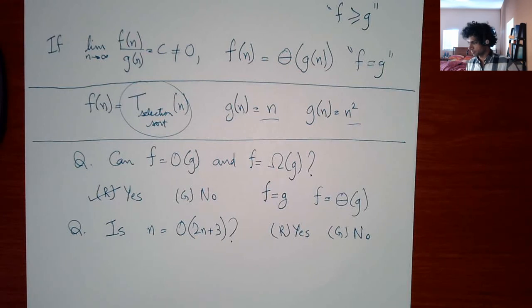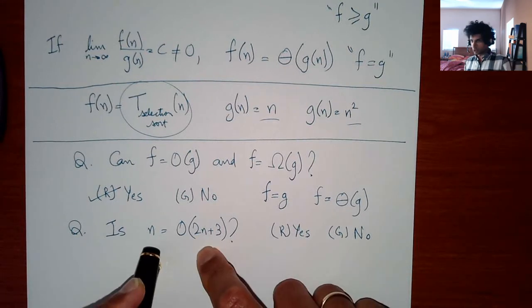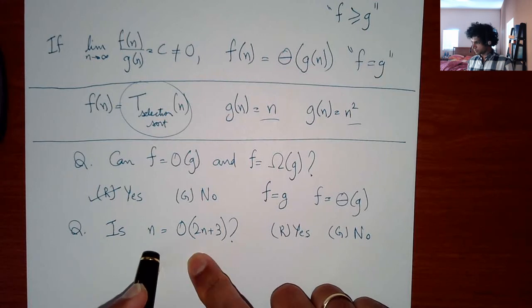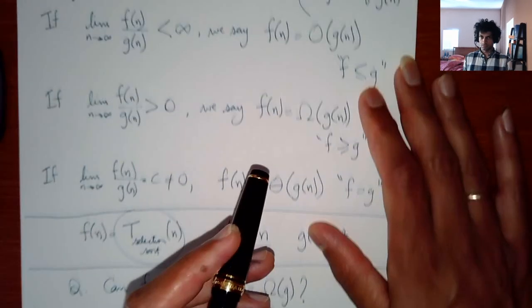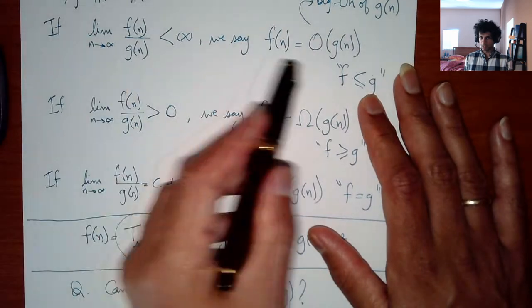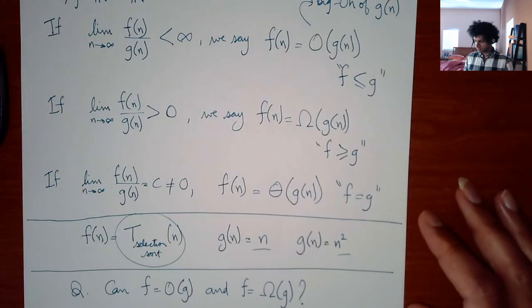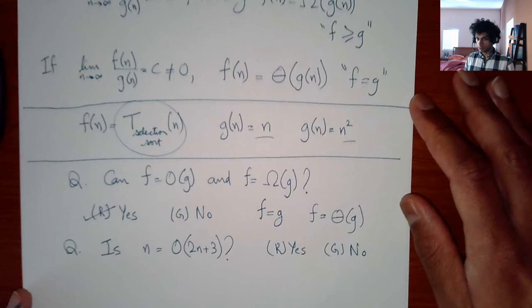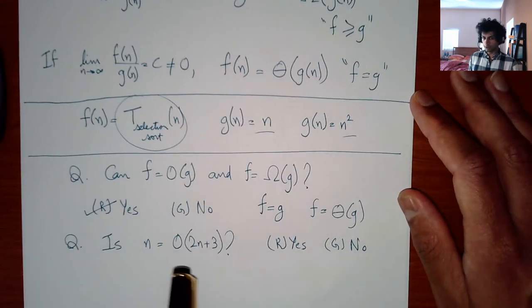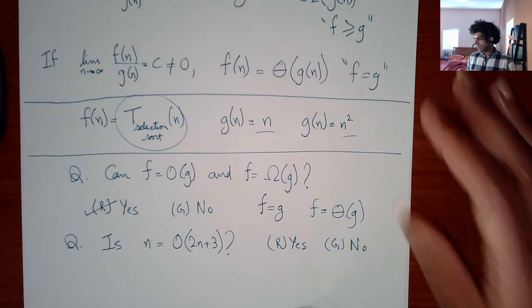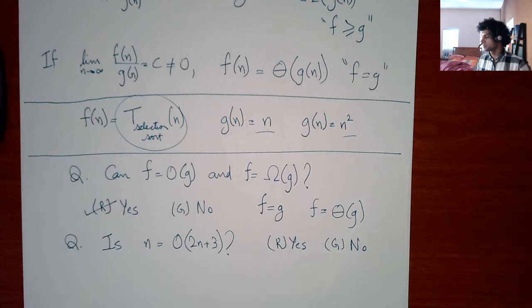Someone said they don't quite understand the question. Like, is this statement true or not? Is that itself the confusion? Is n equal to O of 2n plus 3? No, it's n O of 2n plus 3. Is n big O of 2n plus 3?